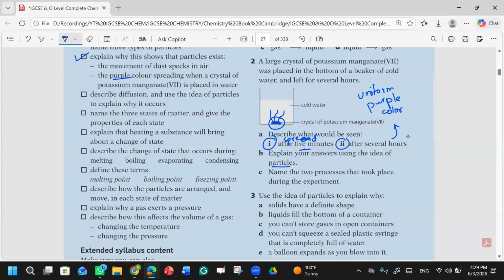Again one more time, potassium manganate is made up of particles. When it is placed in water, what will happen? Firstly, the particles are condensed in this region. They will start dissolving and they will move randomly in it, and after several hours there will be a complete uniform purple color. Clear?